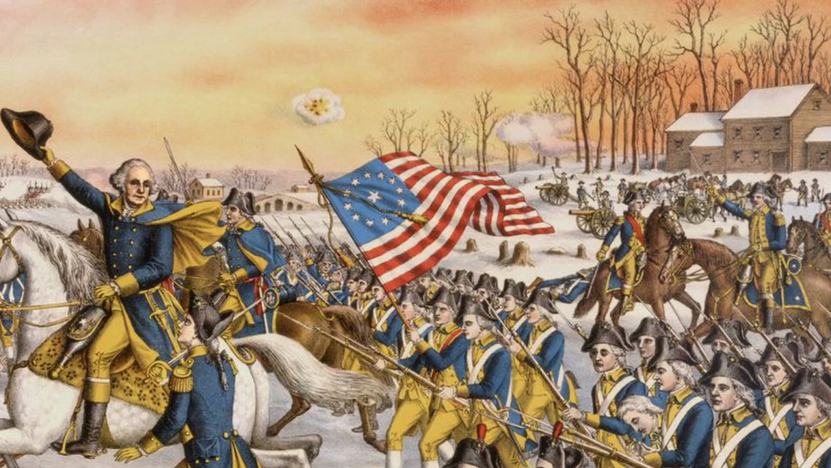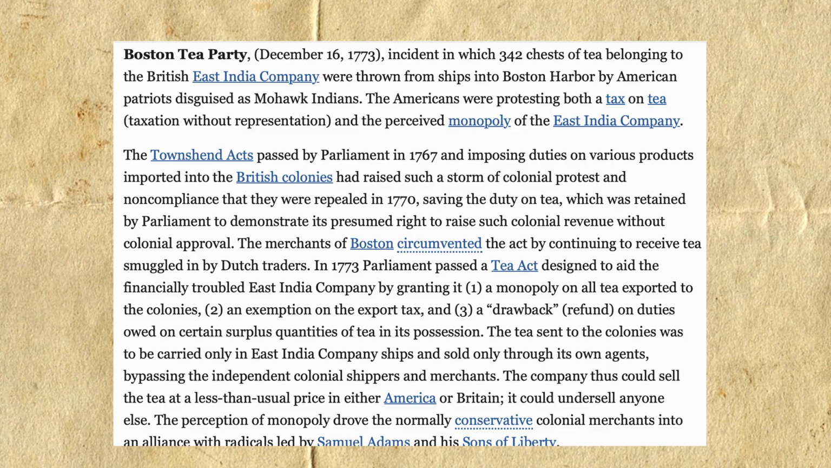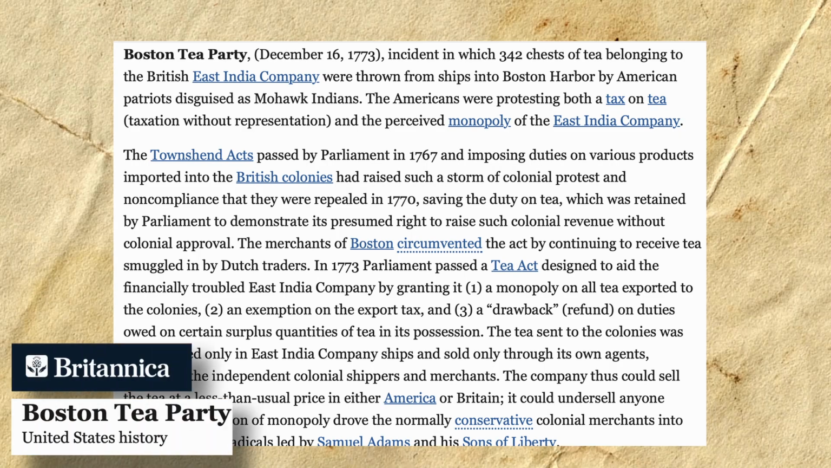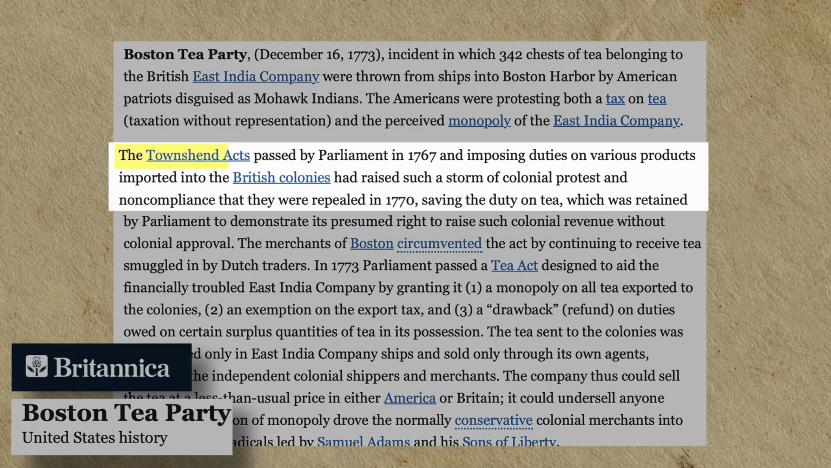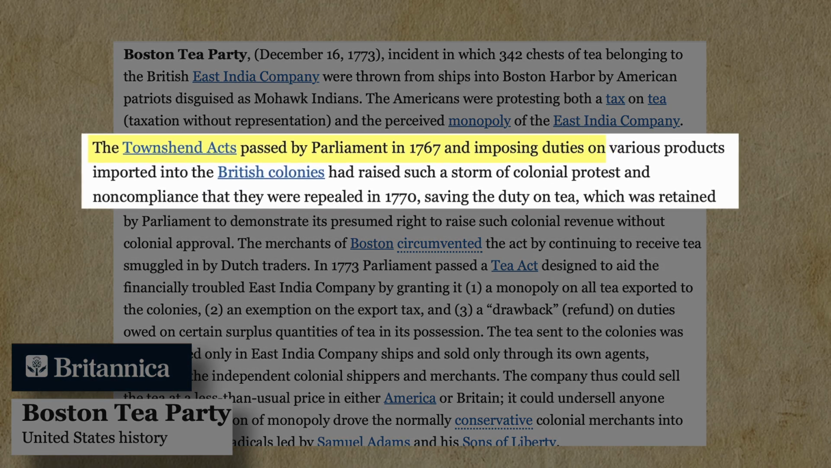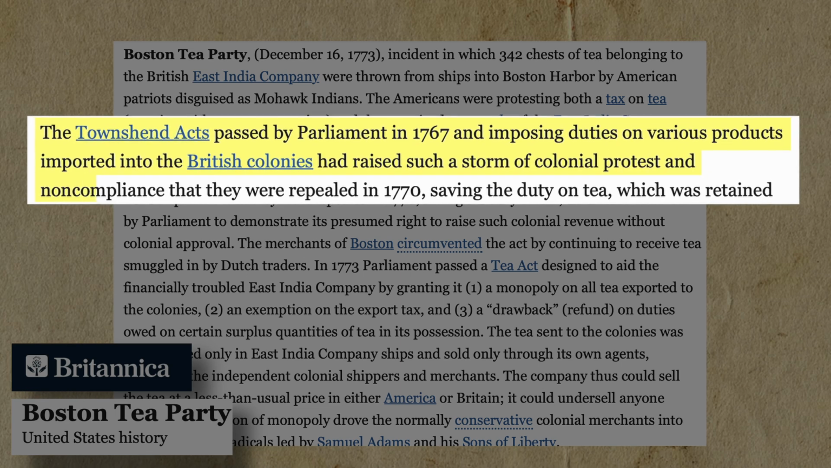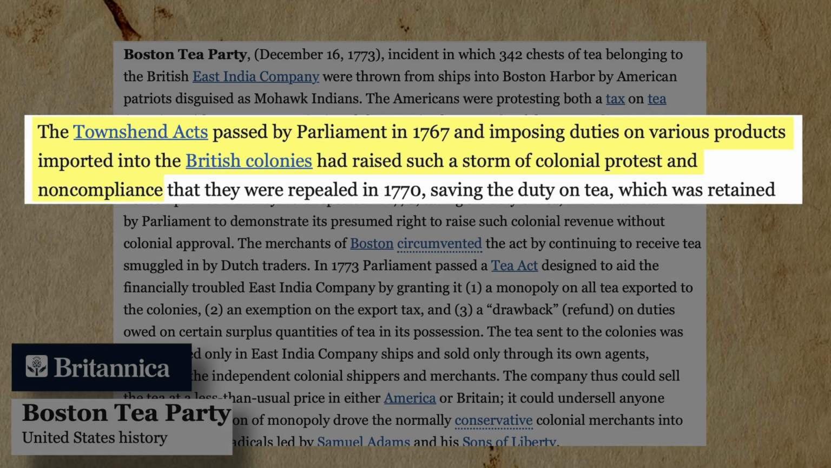But for now, let's talk about the details of the Boston Tea Party. You see, leading up to the Boston Tea Party, there were many reasons for the colonists to resent their British overlords. In order to protect the interests of the powerful East India Company, the British Crown at that time passed various laws in 13 of their colonies. And this was done pretty carelessly.